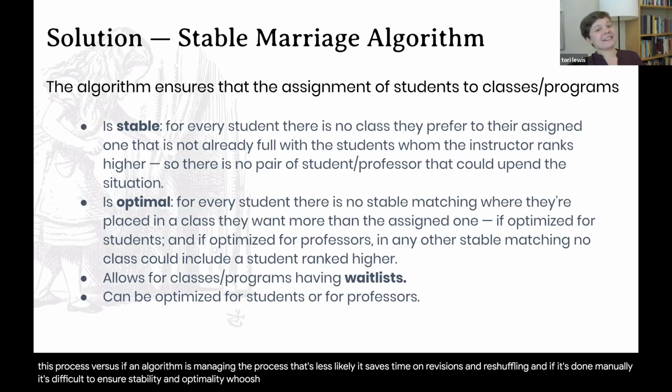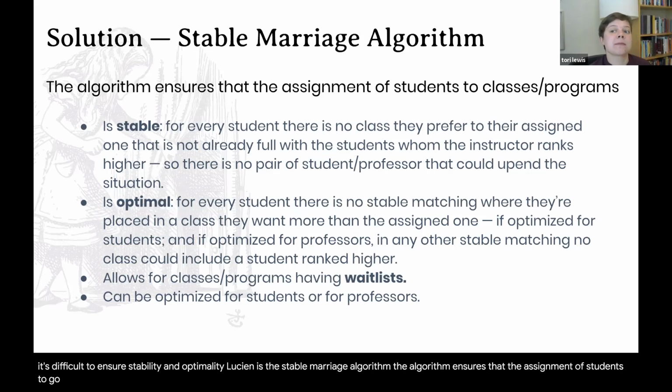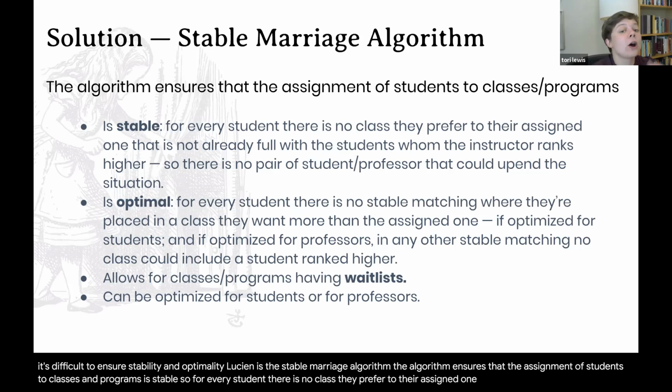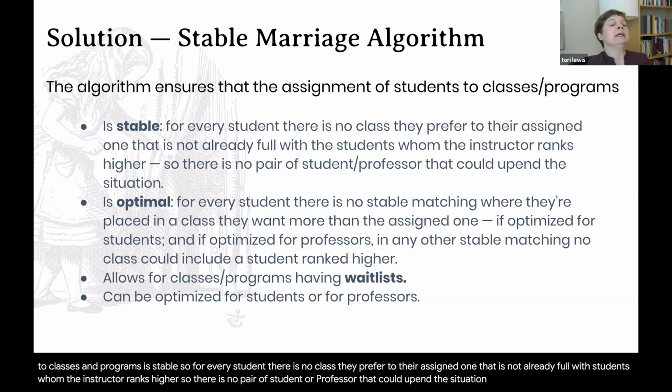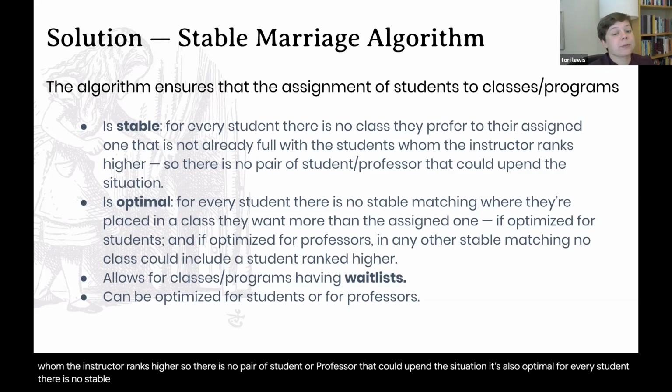So the solution is the stable marriage algorithm. The algorithm ensures that the assignment of students to classes and programs is stable. So for every student, there is no class they prefer to their assigned one that is not already full with students whom the instructor ranks higher. So there is no pair of student or professor that could upend the situation. It's also optimal. For every student, there is no stable matching where they're placed in a class they want more than the assigned one.